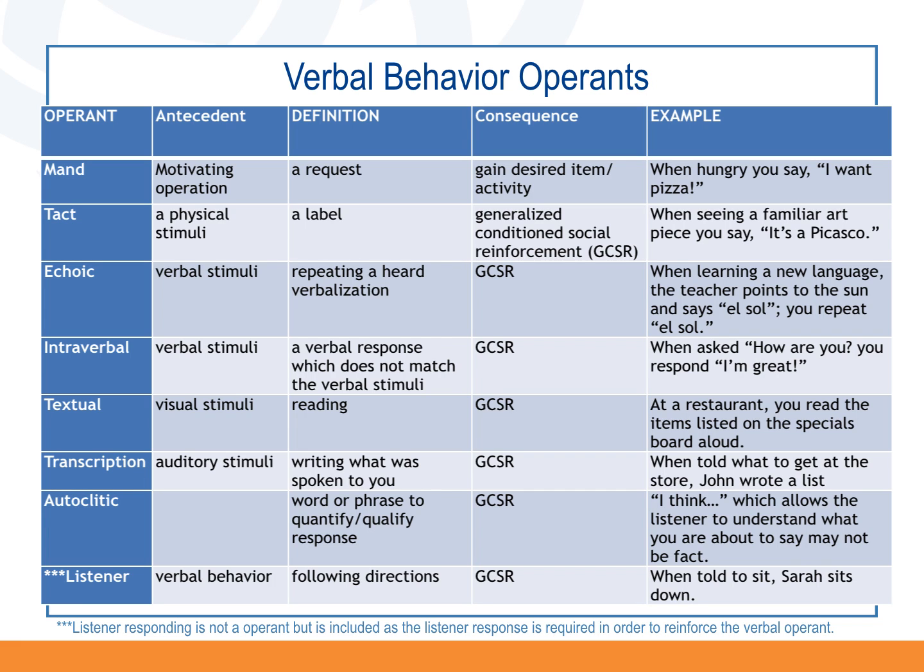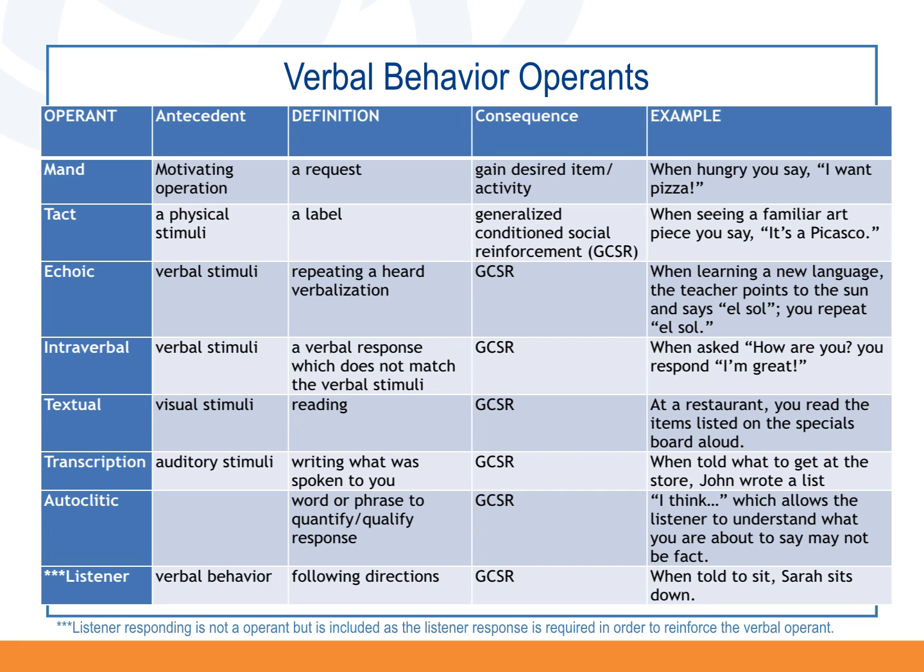A tact has a physical stimulus as the antecedent. So you see, touch, or somehow experience a stimulus. And it's basically, in layman's terms, a label. So that generalized conditioned social reinforcement is the reinforcer. So we label things because of the response we get from others. So when you see a familiar piece of art, you might say it's a Picasso to impress, say, your date at the art museum.